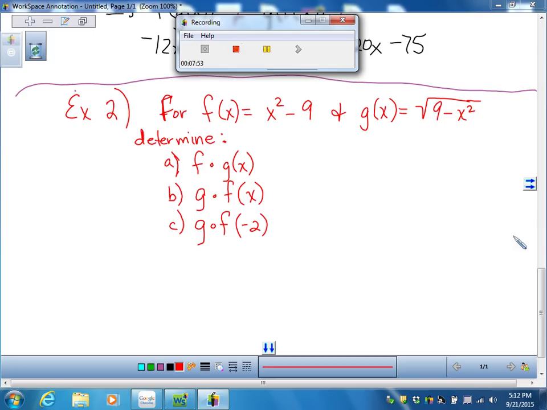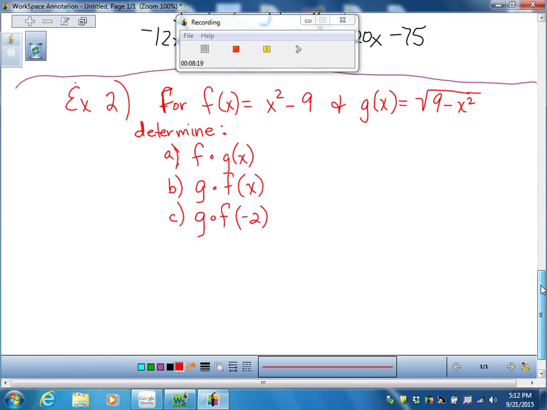Alright, welcome back. Example number 2, and then we will be finished. This time we want to determine f of g of x, g of f of x, and g of f of negative 2 for the functions f of x equals x squared minus 9, and g of x is equal to the square root of 9 minus x squared. We're going to follow the same two steps we did before.